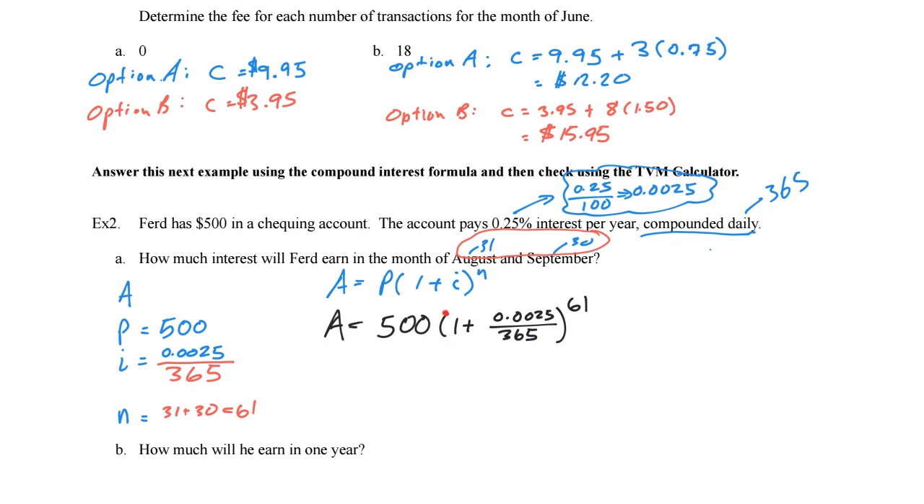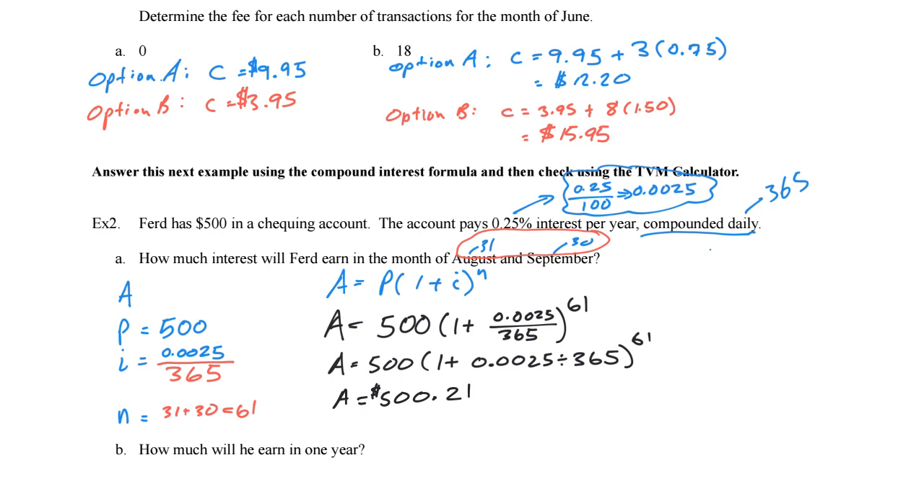So on your calculator, you're going to put 500 times bracket 1 plus 0.0025 and then divided by 365. So if you want, you would actually have it look like this on your calculator. And you'd have it looking like this on your calculator, and then punch it in, and you'll get the exact value of 500.21.